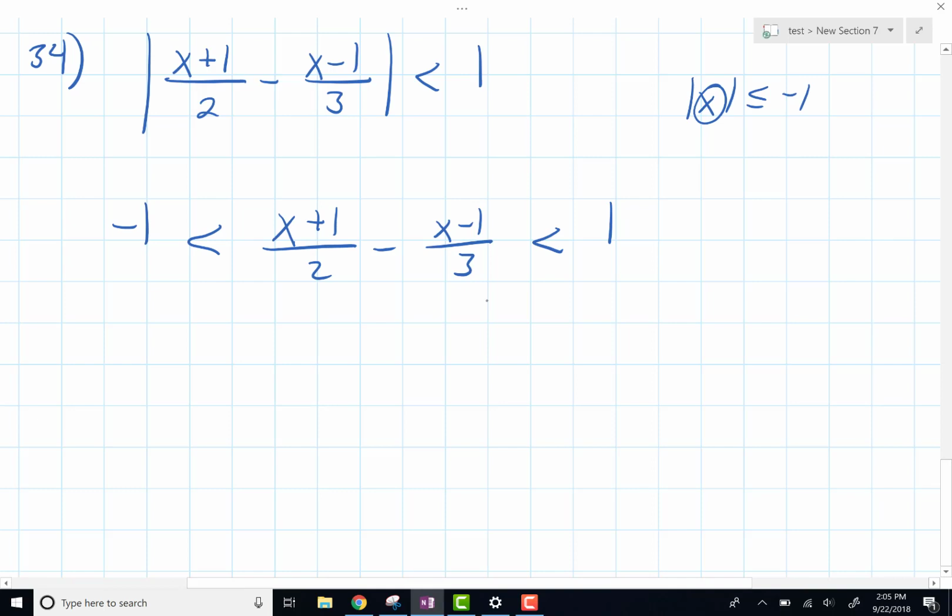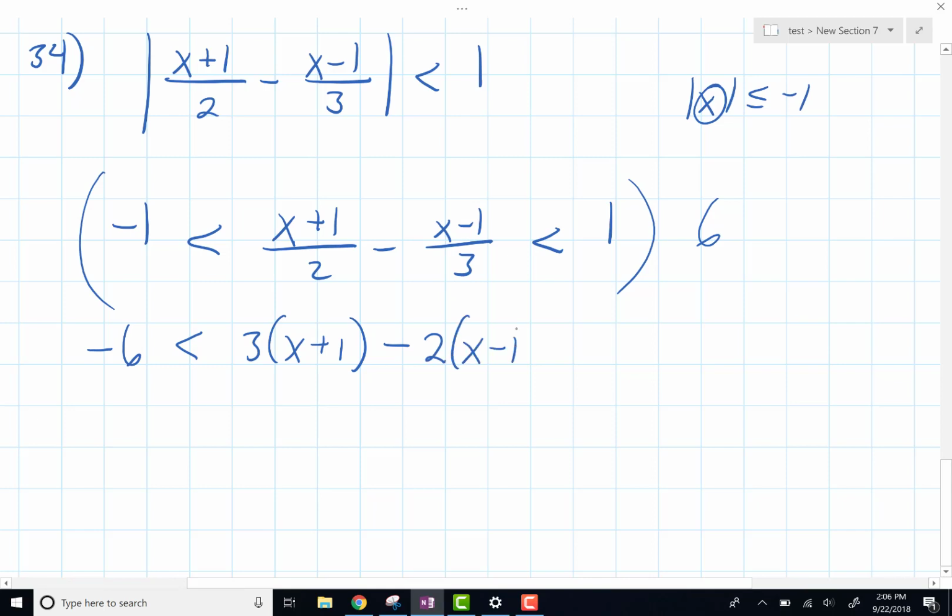And so now I just got to clean up this three-sided beast. So I got to make a common denominator for the inside, so I'm safe actually to multiply every single piece by 6, because 6 is nice and positive. I'm not going to be flipping around any inequality signs, so this will be okay. So this will be negative 6. It'll distribute to this guy, and so 6 divided by 2 is 3, so it'll be 3 times x plus 1. And then minus 6 divided by 3 is 2, so it'll be 2 times x minus 1. And then I'll make that less than 6.